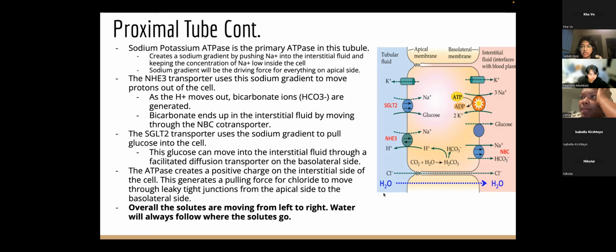And then lastly, overall, you're seeing most things are moving from the tubular fluid side to the interstitial fluid. So most things are moving left to right, most of the solutes. And the thing about water is that it's always going to follow where the solutes are. So it also moves from the tubular fluid side to the interstitial fluid. And that's how reabsorption occurs in the proximal tubule.